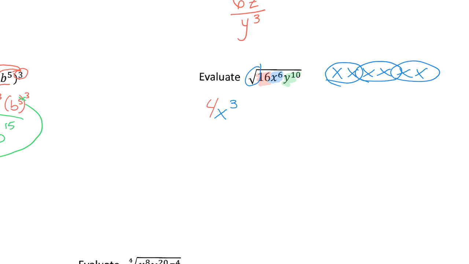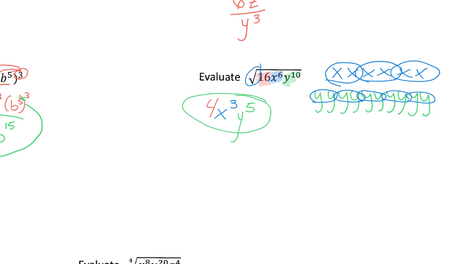Let's look at our y's. So we have 10 y's. So I'm going to write out all 10. 1, 2, 3, 4, 5, 6, 7, 8, 9, 10. And figure out how many pairs I have. So I have 1, I have 2, 3, 4, 5. I have 5 pairs of y's. So that's going to be my answer there. So again, we're looking for pairs because it's a square root.